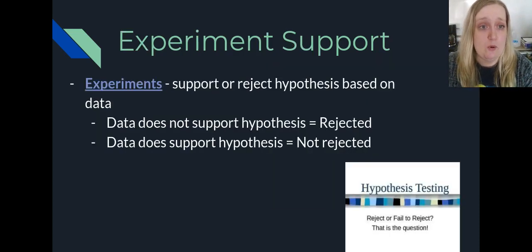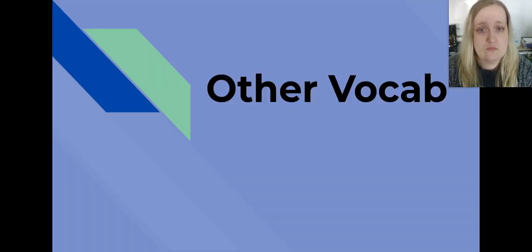Now, experimental support. The whole point of an experiment is to support or reject a hypothesis based on the data. So if data does not support, you're going to reject your hypothesis. If data does support, it's not rejected. A hypothesis is never going to be completely proven because there can one day be an experiment that causes that hypothesis to not be true. It can just be supported or rejected.